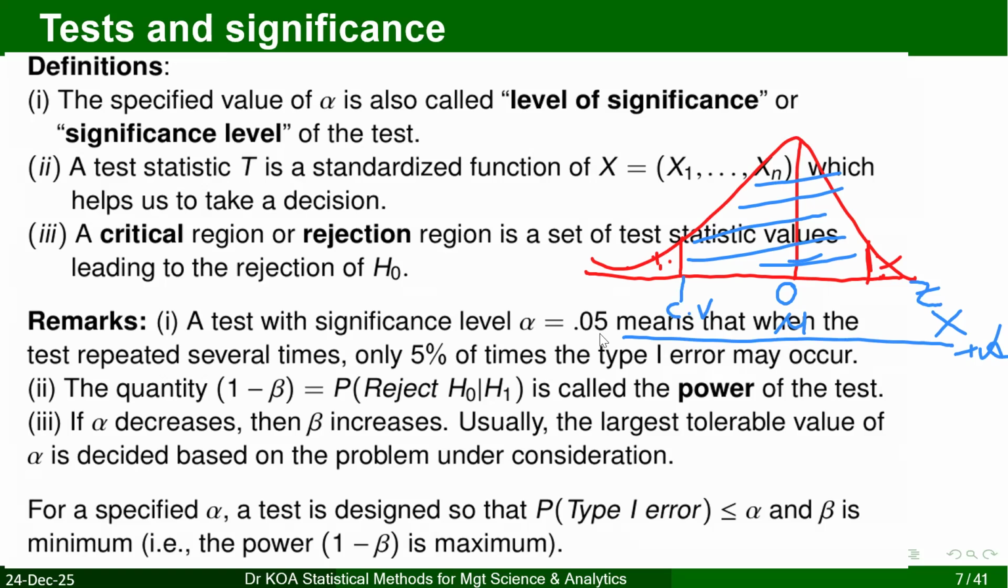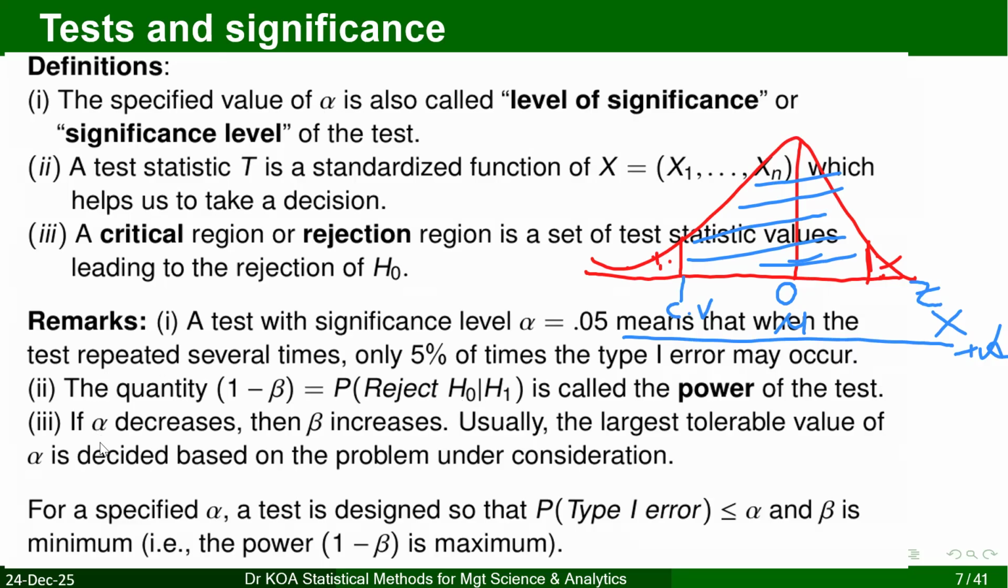Now, a test with a significance level of 5% means that when the test is repeated several times, only 5% of the time the type 1 error may occur, which is good. So you get that error happening only 5% of the time. But 1 minus beta, which is the probability of rejecting the null when it is false, is called the power of the test.